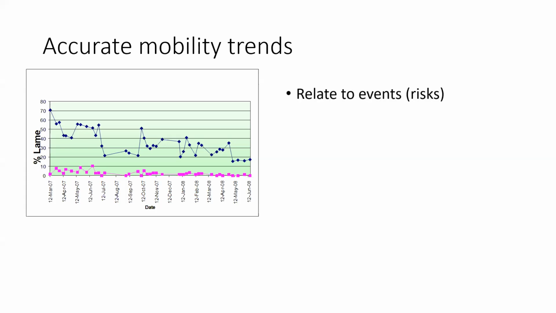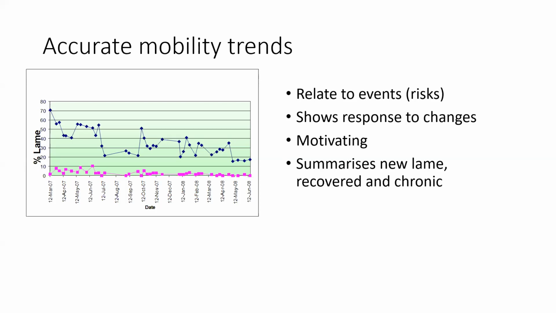And so what we concluded was we could use the mobility score to predict events or risk factors on the farm. We could show the response to changes that were being implemented on the farm, such as better treatment and trimming protocols and improvements to cow comfort. But probably the main thing was it was highly motivating. And I think that was probably one of the main conclusions that I came up with. But it also gave us some data that we could then analyze in a more detailed way.